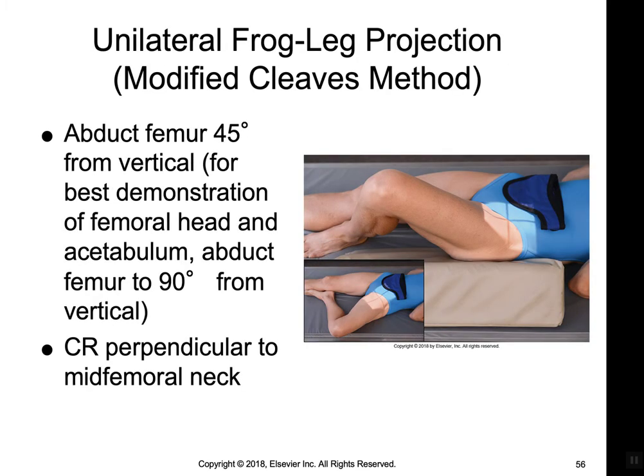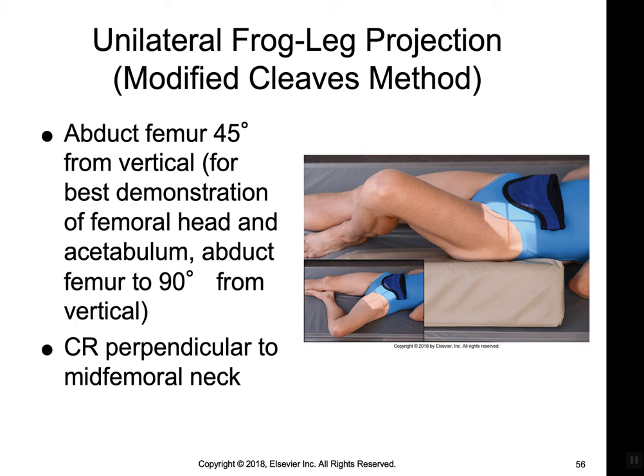Then you have your unilateral frog leg projection, your modified Cleaves method. You're going to abduct your femur 45 degrees from vertical for best demonstration of the femoral head and acetabulum. Abduct femur 90 degrees from vertical. And then your CR is perpendicular to the mid-femoral neck. You're at 40 inches.